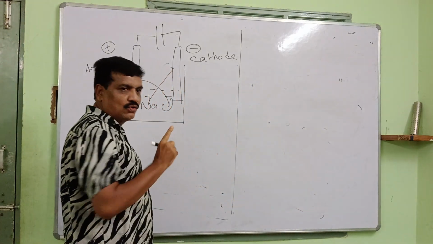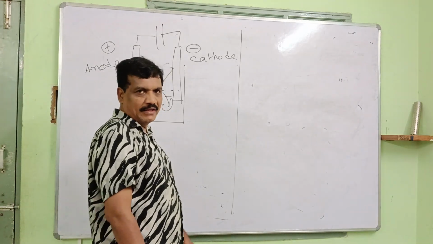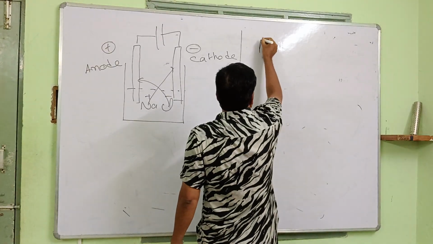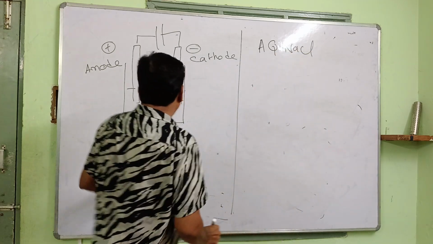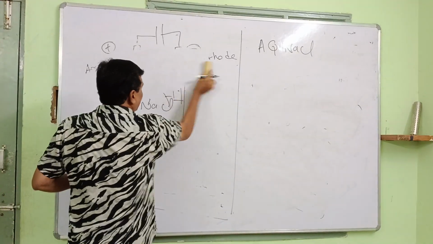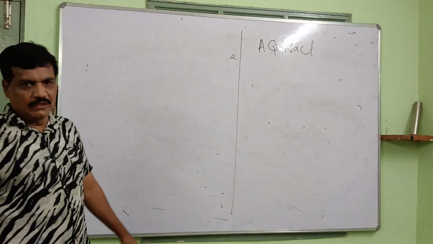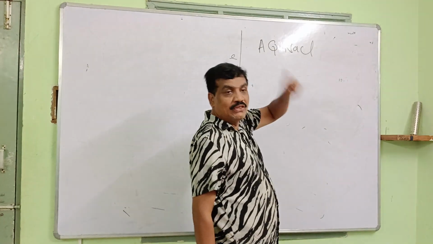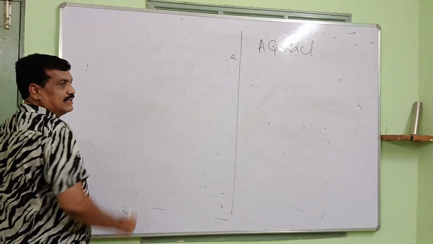In fused NaCl there is no water; only two ions are present, Na plus and Cl minus. This case is very important. Aqueous NaCl means NaCl dissolved in water. In the previous case there was no water; now it is with water. So that means aqueous NaCl.